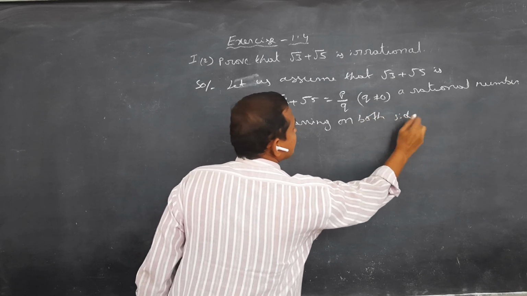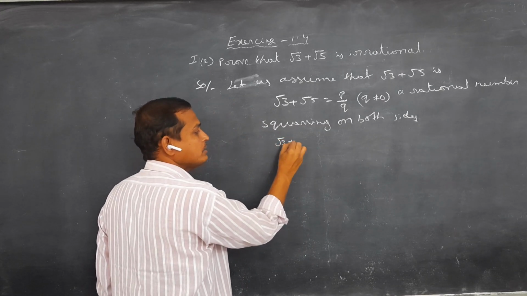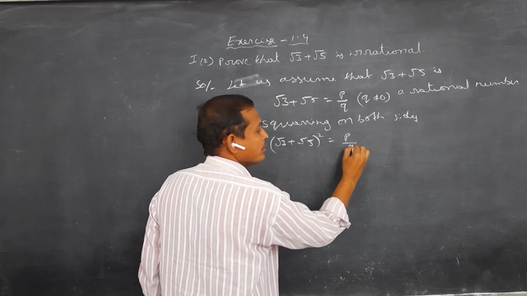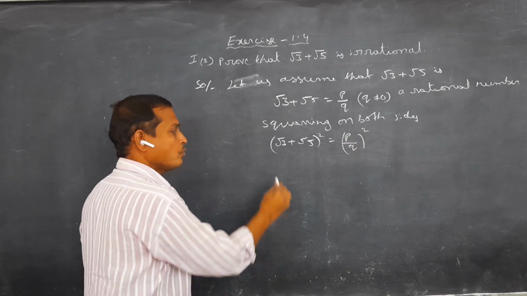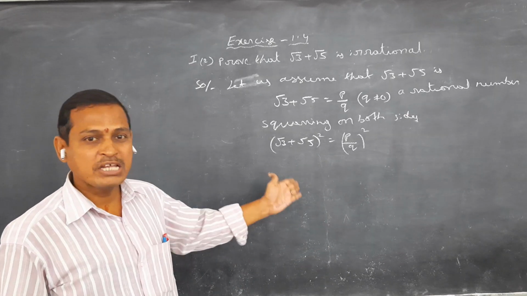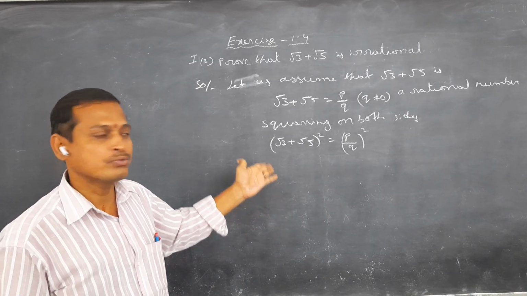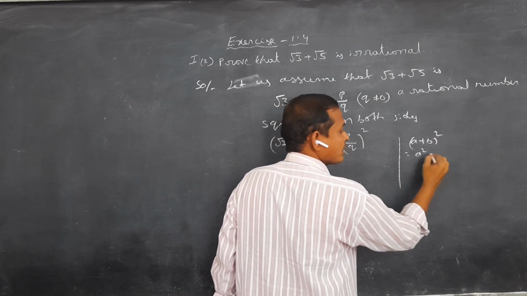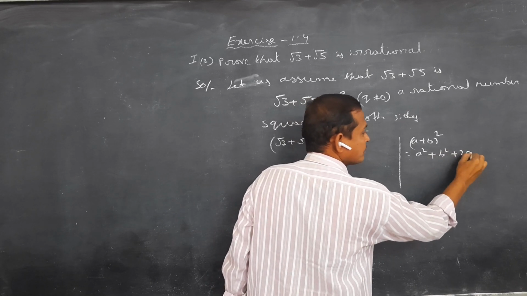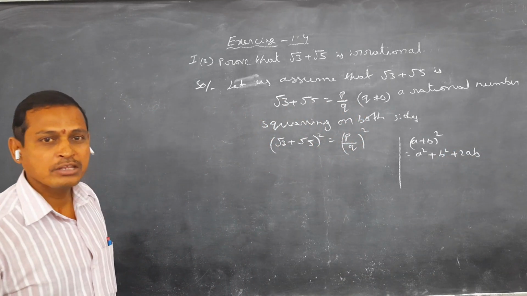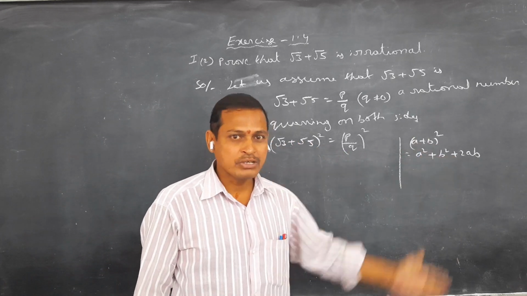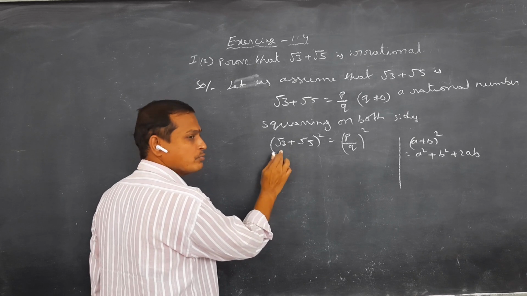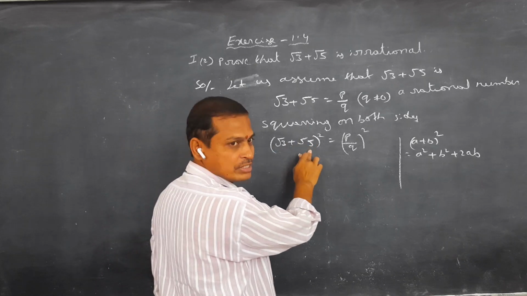Squaring on both sides, root 3 plus root 5 whole square is equal to p by q whole square. So this is in the form of a plus b whole square. What is the formula for a plus b whole square, children? a plus b whole square is equal to a square plus b square plus 2ab, or written another way, a square plus 2ab plus b square, which we have learned. So a is root 3, b is root 5.